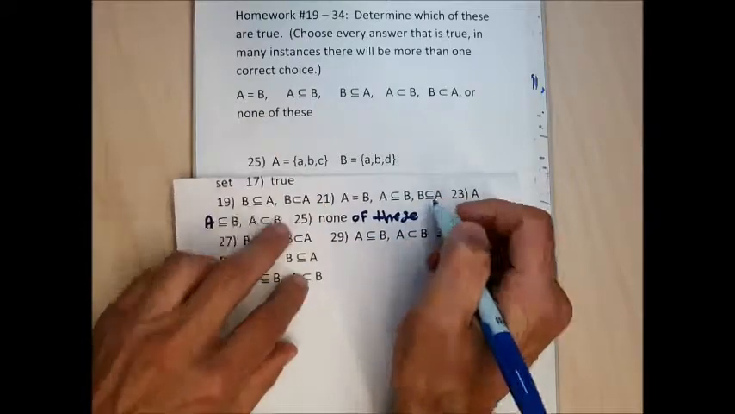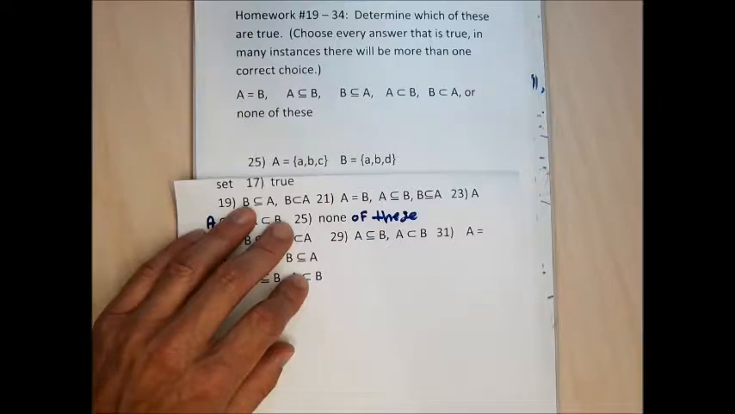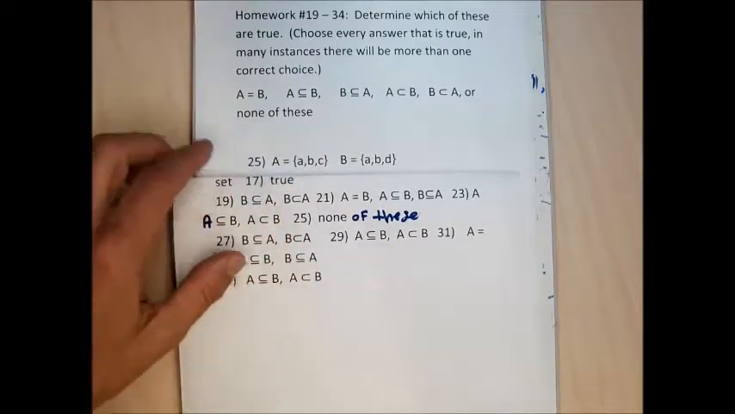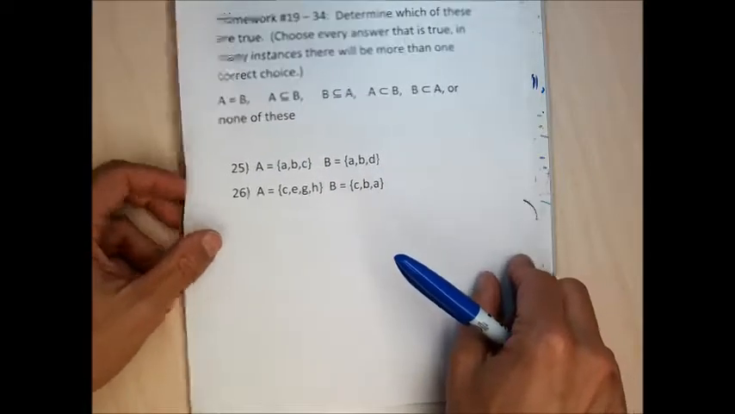It's going to turn out we're going to check every one of these, and every one's going to be a no. And this is when we're going to write none of these for our answer. So I'm going to do 26, which is an example of a none of these, just to show you how a none of these can come up.